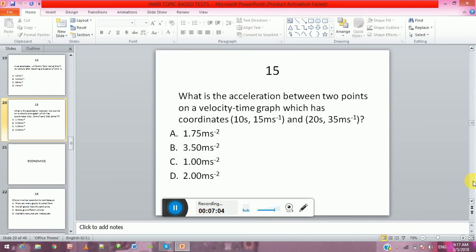What is the acceleration between 2 points on a velocity time graph which has coordinates 10 seconds, 15 meters per second and 20 seconds, 35 meters per second? A. 1.75 meters per second squared, B. 3.5, C. 1.0, D. 2.0.